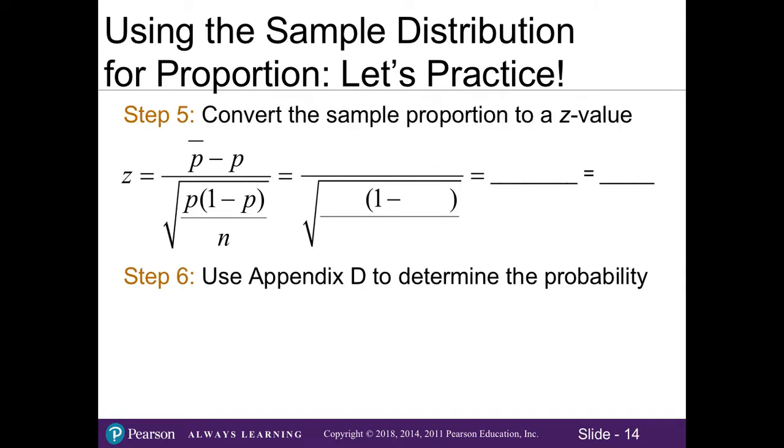In step 5, we're going to convert our sample proportion to a z-value. So again, we've got our sample proportion minus our population proportion divided by our standard error.